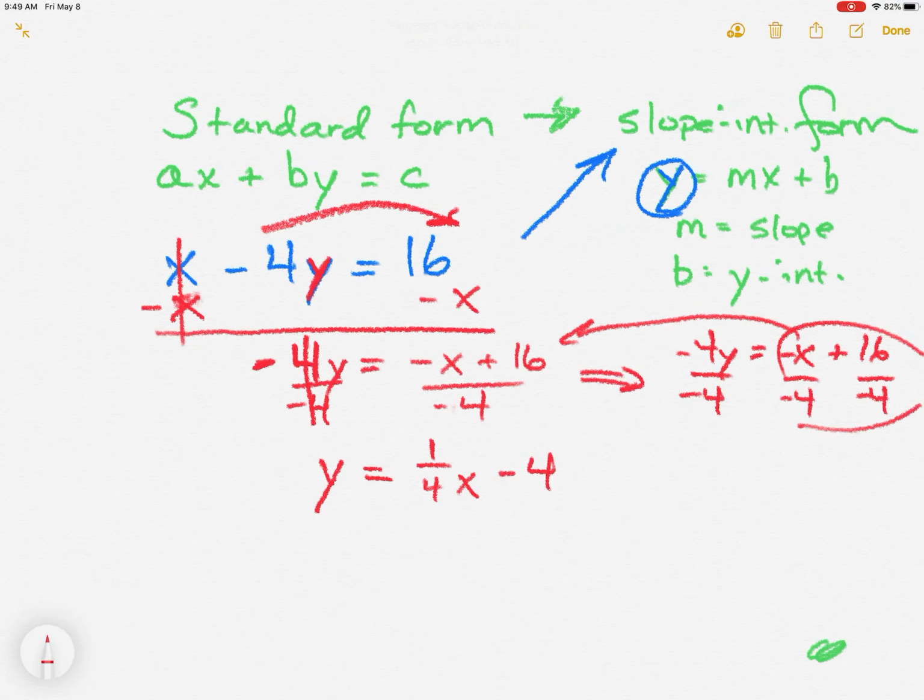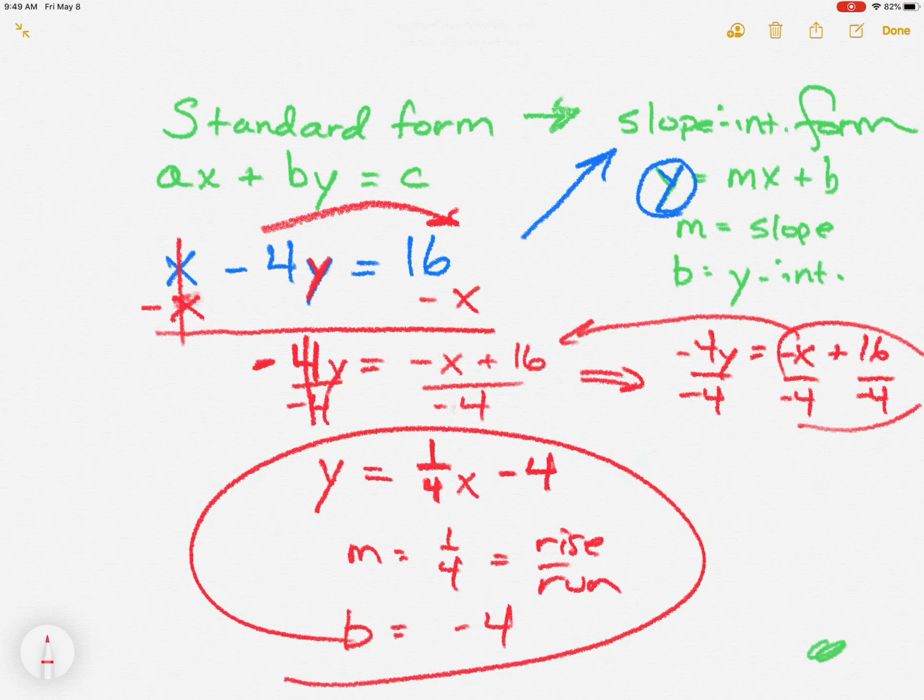Where 1/4 is our slope and negative 4 is our y-intercept. So we could say, if we wanted to, slope equals 1/4, which is our rise over our run, and we've got b, which is our y-intercept, equals negative 4. So that is converting standard form to slope-intercept form. Hope that is helpful. Please complete the 2 problems that are attached to this video.